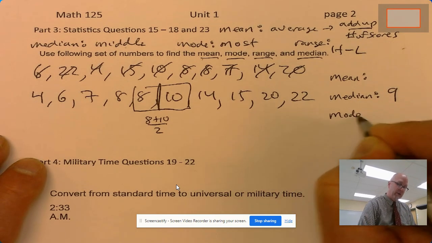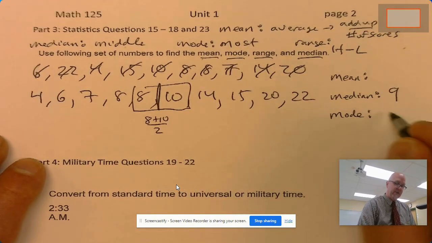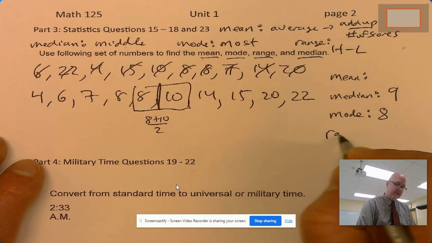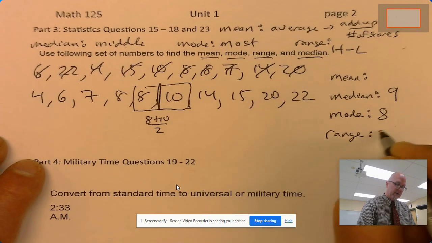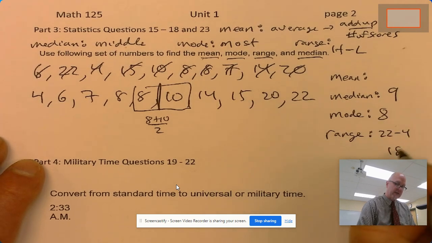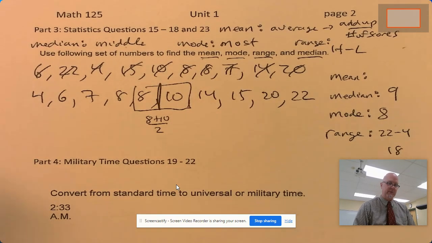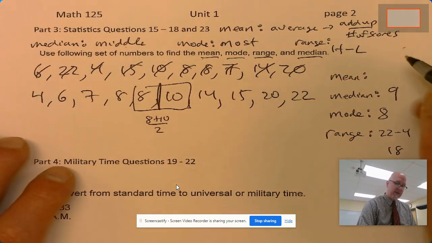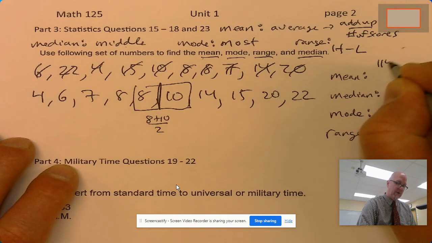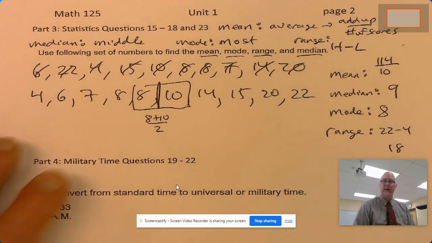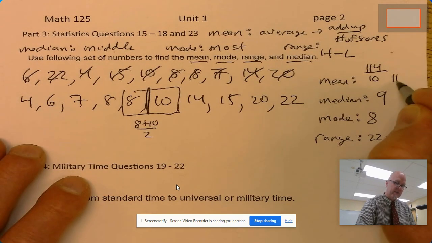The mode is the number that occurred more often than any other number, and that would be an 8. There are 2 8s. The range is the highest number minus the lowest number, which turns out to be 18. The range does not necessarily have to be one of the numbers in the list. The mean is found by adding up all the numbers, which adds up to 114, and dividing by 10, because there are in fact 10 numbers, which gives me 11.4.